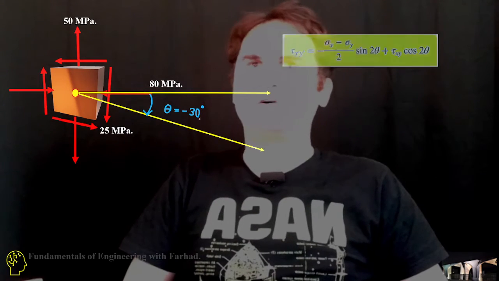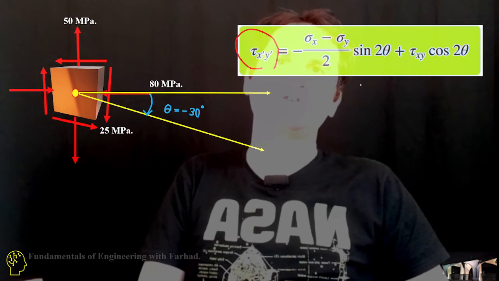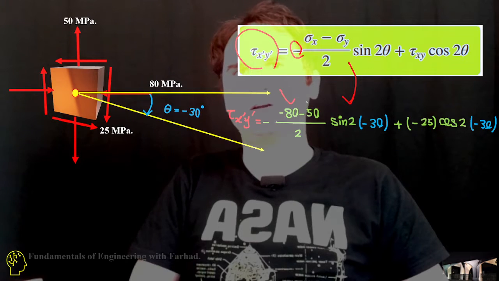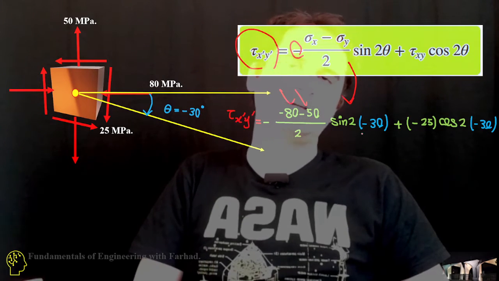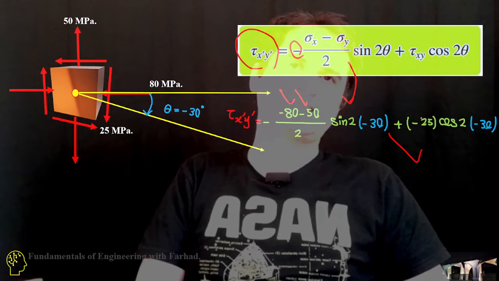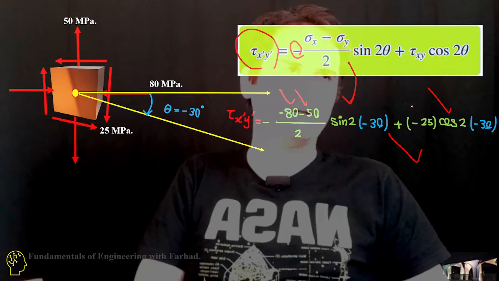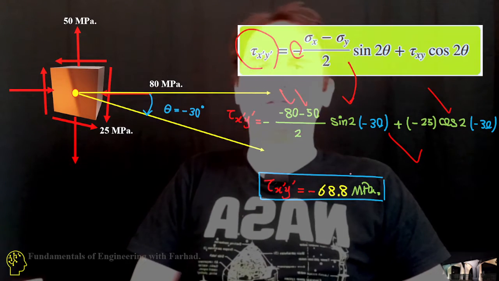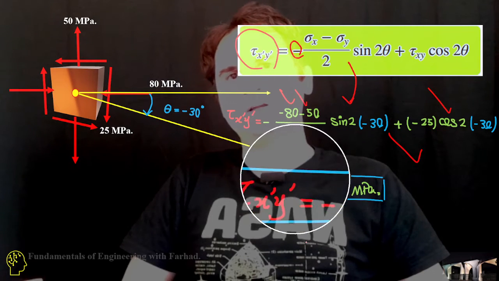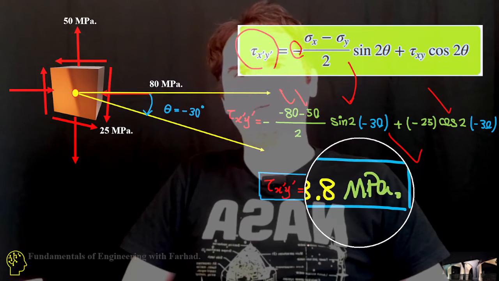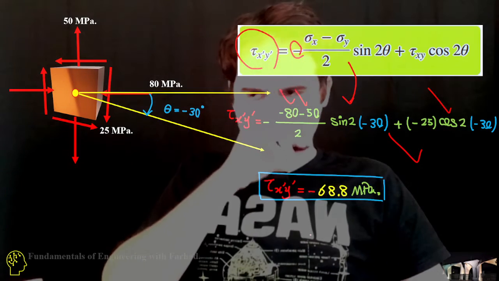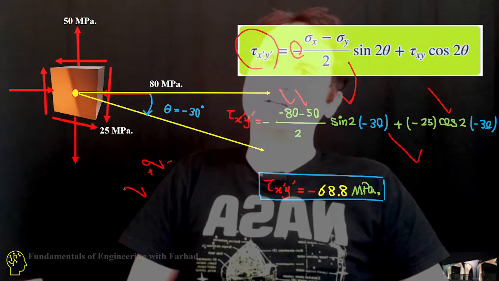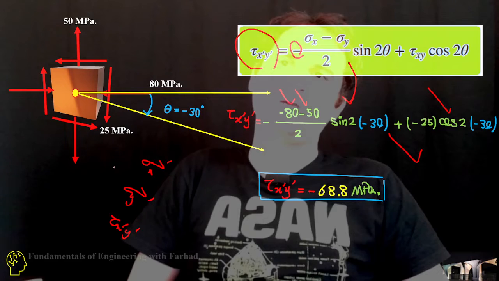And the final one is the formula for tau x prime y prime, placing the new values: negative 80 minus 50 over 2 sine of negative 60 plus negative 25 cosine of 2 times negative 30. And it just gives you negative 68.8 megapascal for tau x prime y prime.